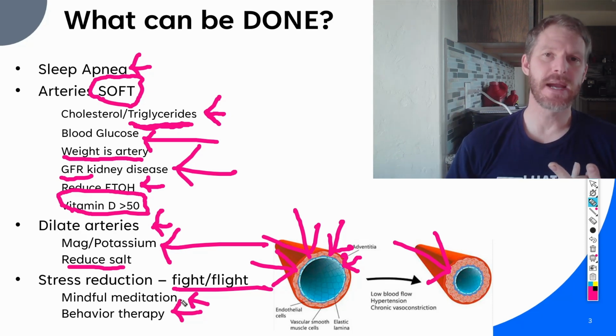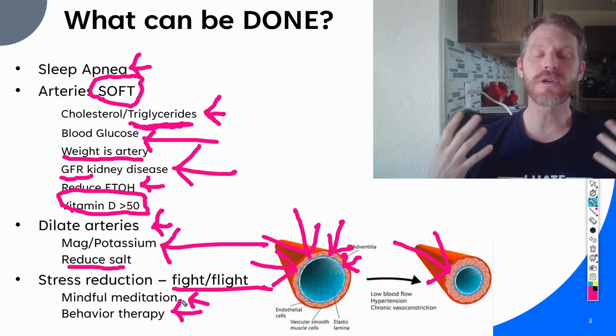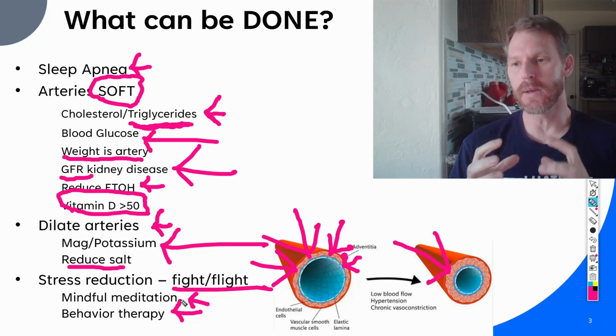Get the potassium, magnesium, reduce the salt. Make sure you don't have sleep apnea. Soften the arteries by controlling cholesterol, triglycerides, getting our blood glucose down, losing weight to a healthy weight to reduce arterial plumbing so the heart doesn't have to work so much. Stop the kidney disease. Find out if you have kidney disease. Reduce the alcohol and get our vitamin D up. And those are some things that you can control to help with the high blood pressure.